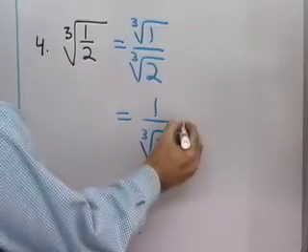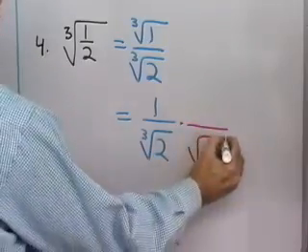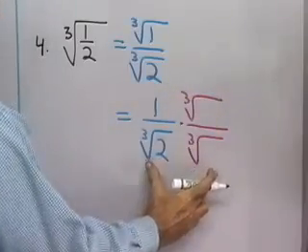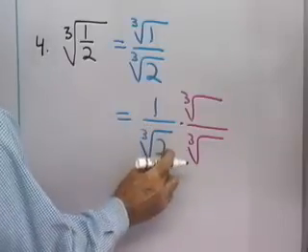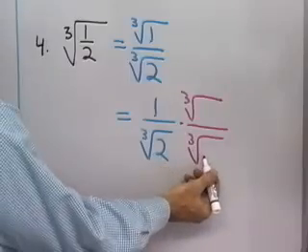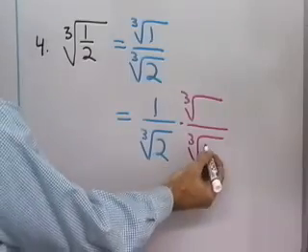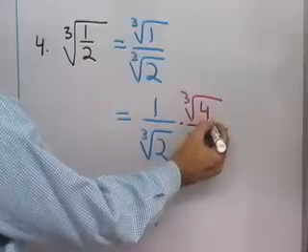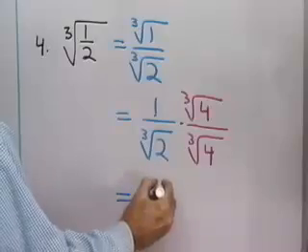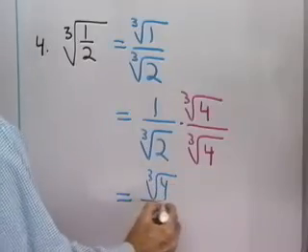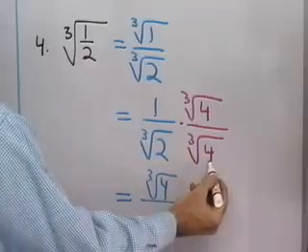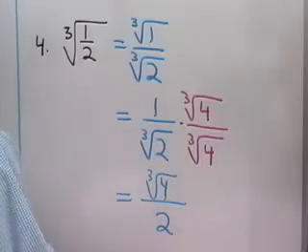I want to get rid of this, so I need to multiply numerator and denominator by some cube root. And what I multiply by has to end up in the denominator with the cube root of a perfect cube. So what can I multiply cube root 2 by in order to get the cube root of a perfect cube? The answer is cube root 4. Now, in the numerator, I have 1 times cube root 4, which is cube root 4. In the denominator, I have cube root 2 times cube root 4, which is the cube root of 8, which is just the number 2.